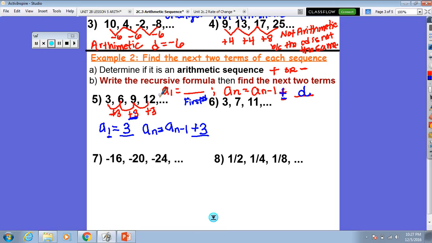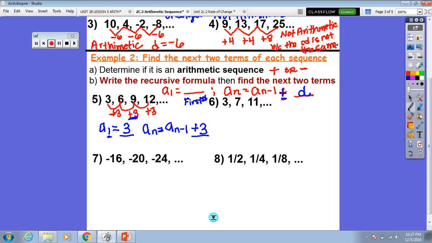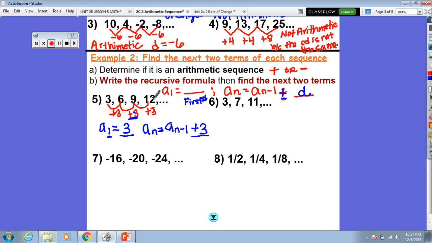Alright, now we're going to use the recursive formula to find the next two terms. All we're doing is taking the last number that we have, which is 12. That's what a sub n minus 1 means. Take the previous term and add 3 to it. So what's the next number? 15. And the next number would be, take 15 and add 3 to it. We get 18. So these are the next two terms in my sequence.